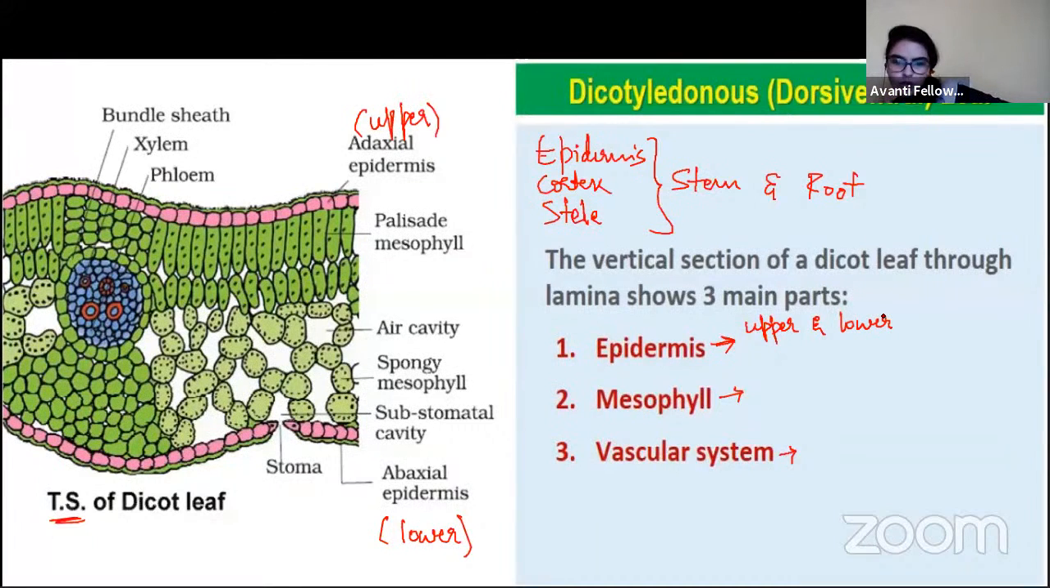Now, what else we are going to see in the epidermis? Yes, we are going to see the stomata. Okay, so this stoma is nothing but the presence of stomata. Okay, so we are going to see the stomata in the leaf. Okay, so apart from that, is there anything that is visible for you?